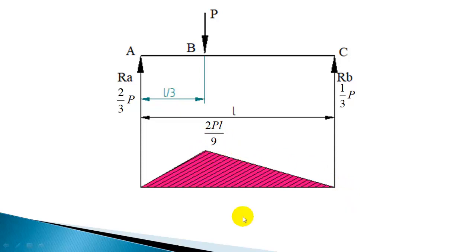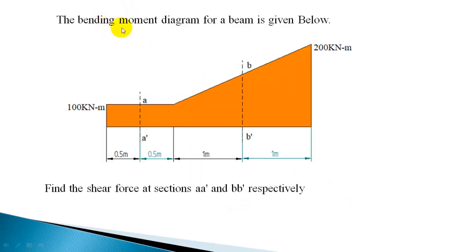So let us work out the next question. The bending moment diagram for a beam is given below. Find the shear force at sections A dash and B dash respectively. So at A dash and B dash, you have to find the shear force. Now when the bending moment is constant at any location, the shear force has to be 0. The rate of change of bending moment is shear force.